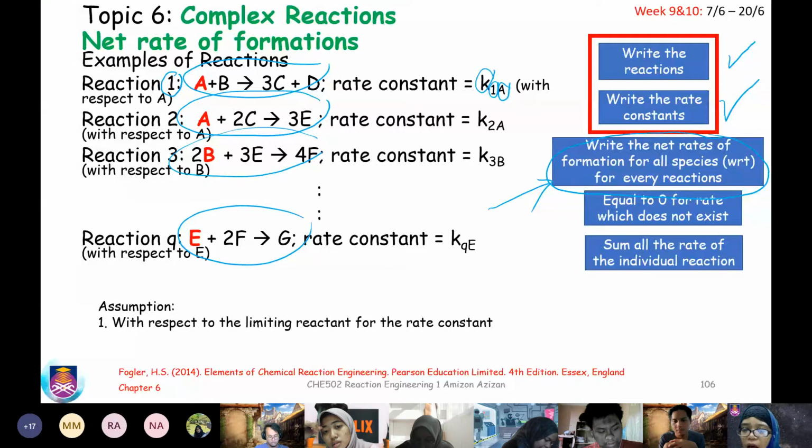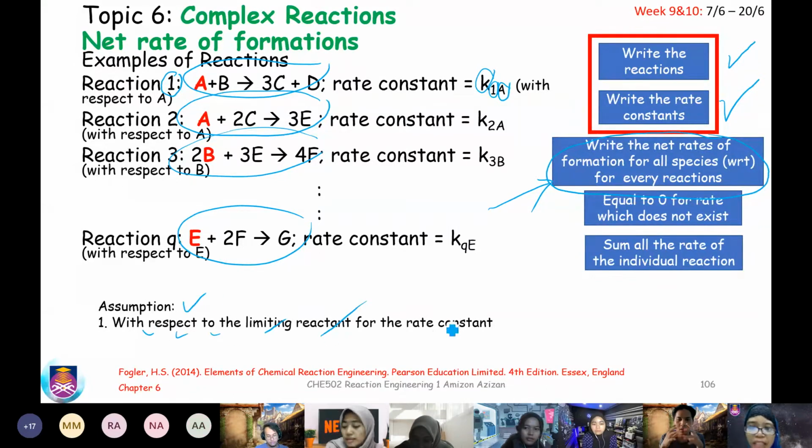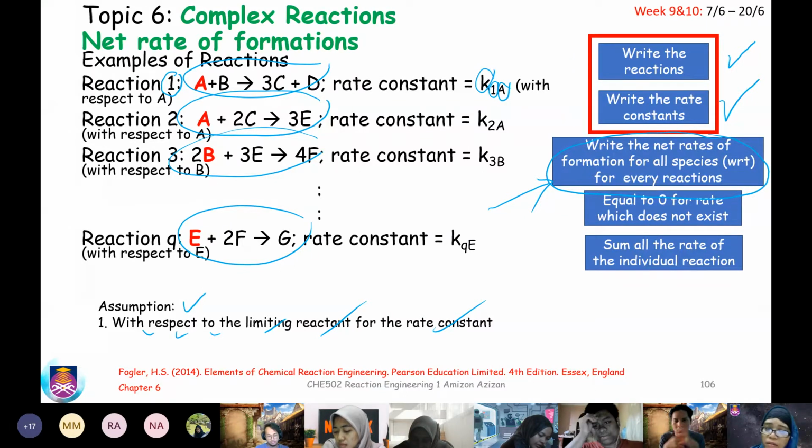Then it says there our assumption with respect to the limiting reactant for the rate constant. So the bold red alphabets are considered to be the limiting reactant, as you know from the elementary equation, and of course the stoichiometric values. Then this is A, and B, of course either one, so A is normally there. A plus 2C, then A, 2B, 3E, then B, E plus 2F, then E. So the red bold alphabets are the limiting reactant.